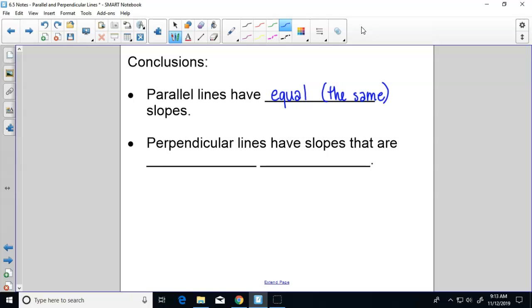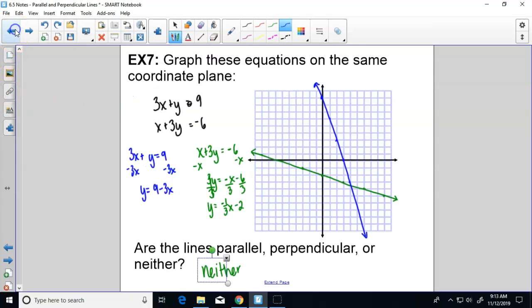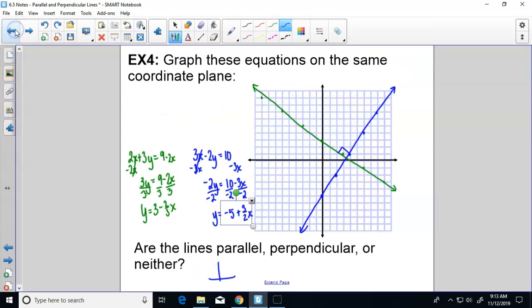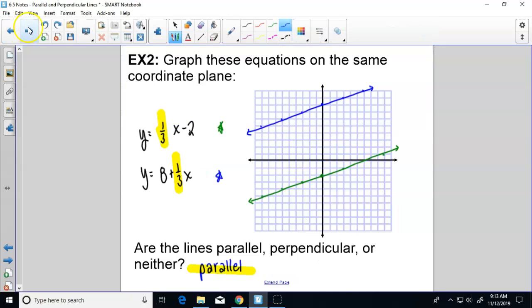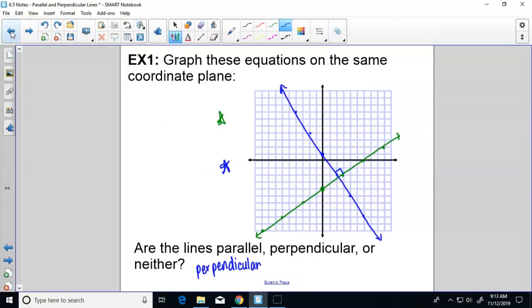Perpendicular lines are a little bit trickier though. Okay? So everybody make sure you've got that written down. Parallel lines have equal or the same slopes. Okay? Let's go back and look at our perpendicular lines. Our first one was perpendicular. What were the equations, since they disappeared on me, for the very first one?